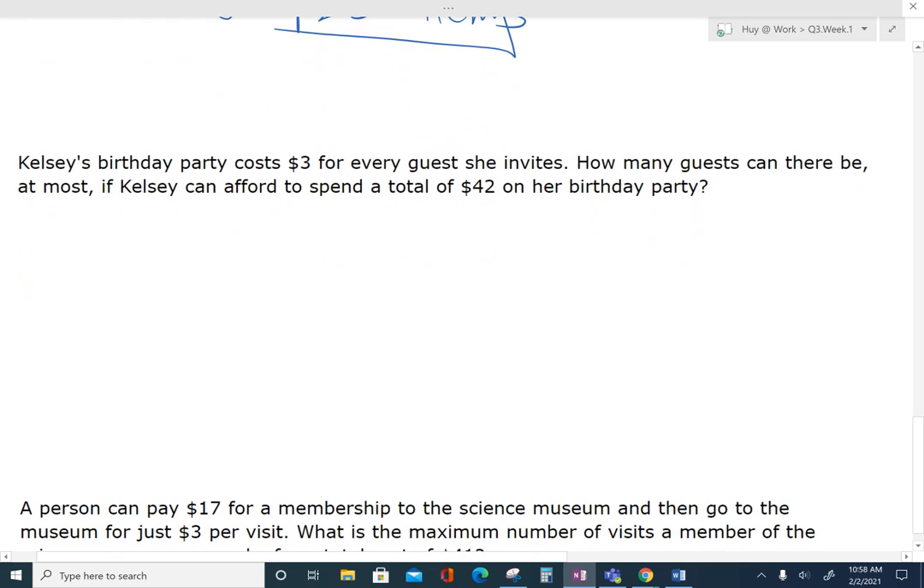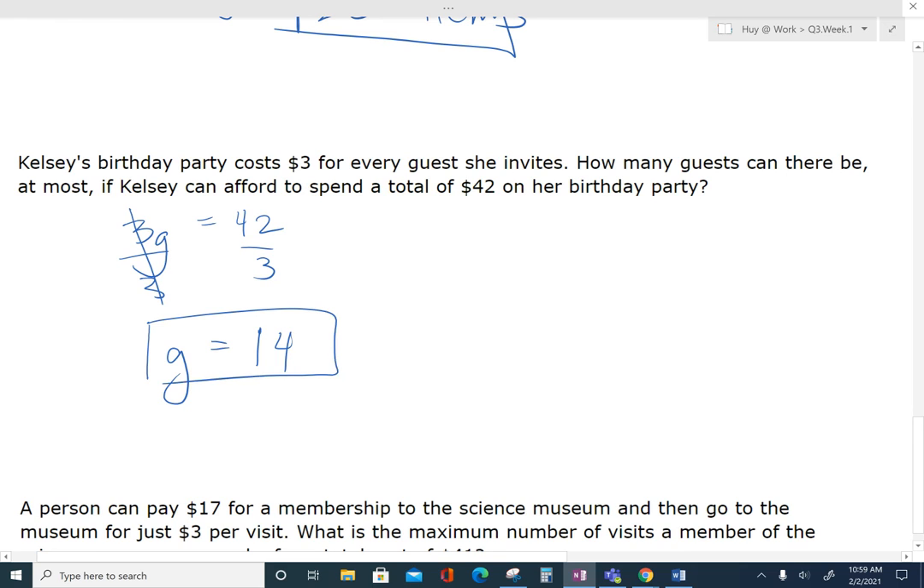All right. These do take practice. Word problems are usually not very fun, and although the assignment just asks for an answer, you can probably guess or do things inside your head. I really encourage you to practice writing these equations. All right. Next one, Kelsey's birthday costs $3 for every guest. So it's $3 for every guest. How many guests can there be if she's going to spend a total of $42? So let's divide both sides by 3. She's going to need 42 divided by 3. You can use a calculator to get 14 guests for her birthday party.